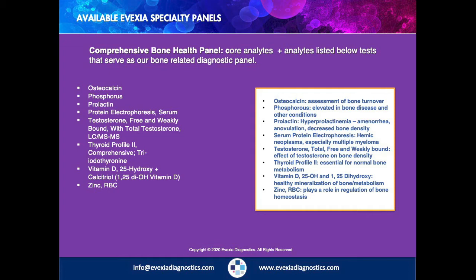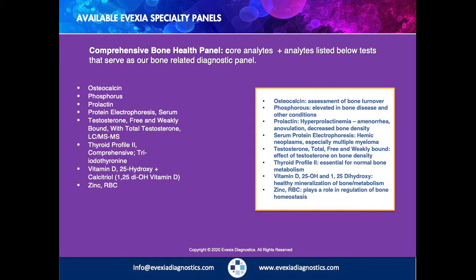Next is the Thyroid Profile 2. Now, the analytes included in this profile include the free thyroxine index, T3 uptake, thyroid stimulating hormone, total T4, and total T3. Now, in regard to bone health, it's important to understand that thyroid hormones are essential for normal skeletal development and normal bone metabolism.